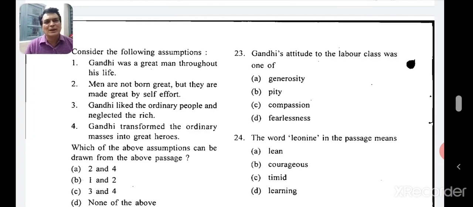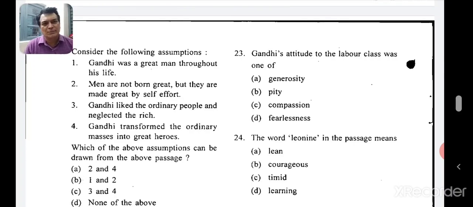Gandhi was a great man throughout his life. You eliminate this one. Gandhi transformed the ordinary masses into great heroes. Oh, that's a correct one. Gandhi liked the ordinary people and neglected the rich. This also you should eliminate, because when you have read this passage, you'll come to know that it is in no way like that. So the second one and fourth one, so option A is the correct one. So which of the above assumptions can be drawn? So second and fourth one.